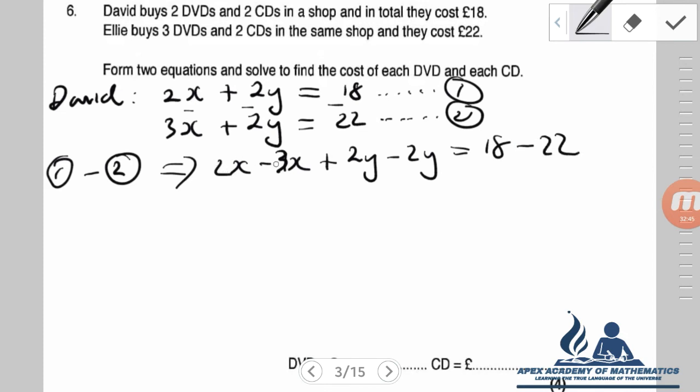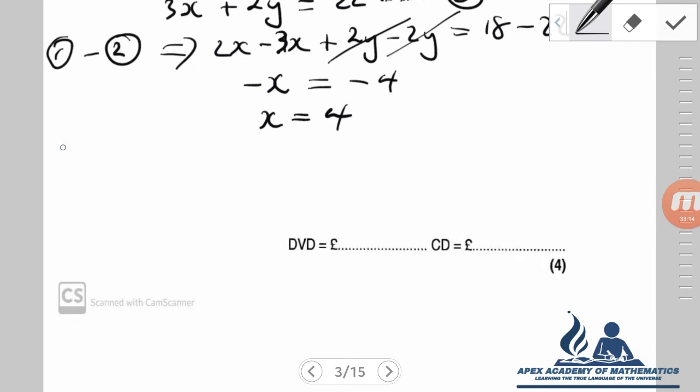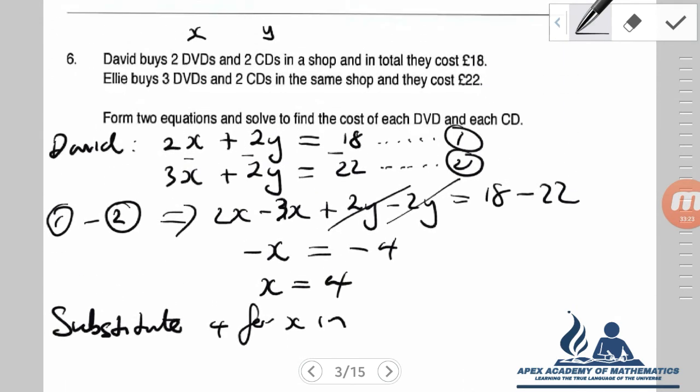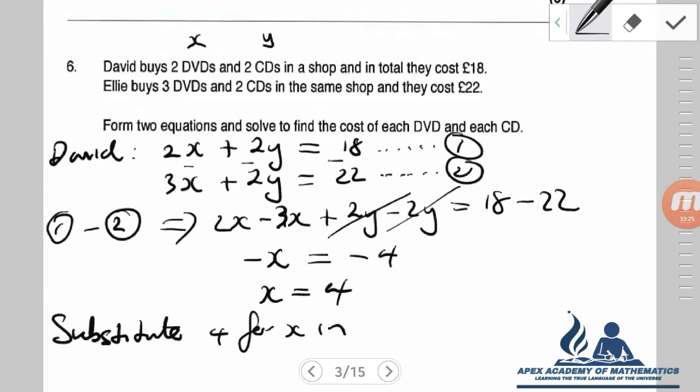So we can divide both sides by negative 1, and we get x is equal to 4. In this case, it costs £4 for a DVD. We're going to proceed by substituting 4 for x, and we can choose either equation 1 or 2. I like equation 1 because the numbers are smaller. That's just a personal preference, but equation 2 works just as well. So I'm going to choose equation 1 here.